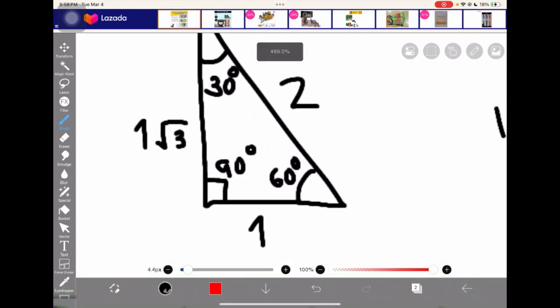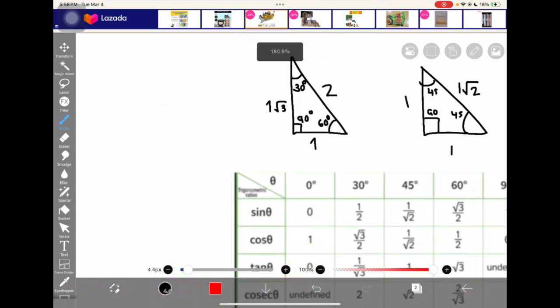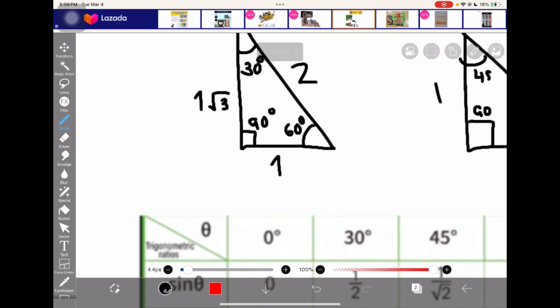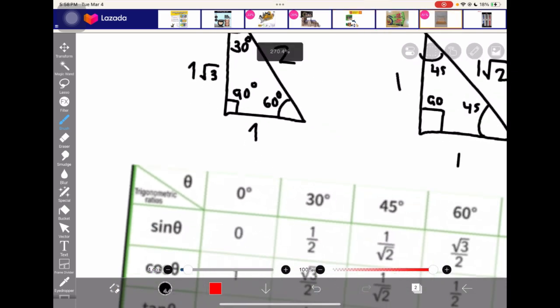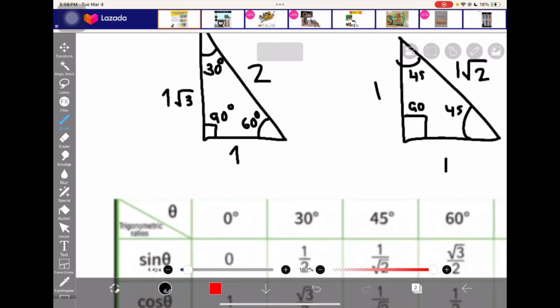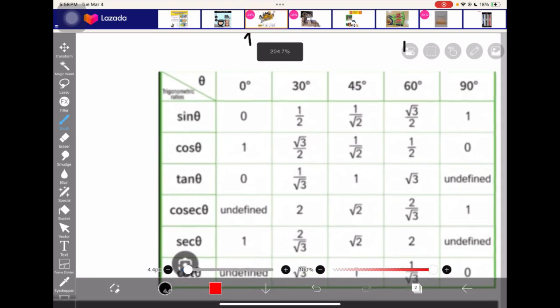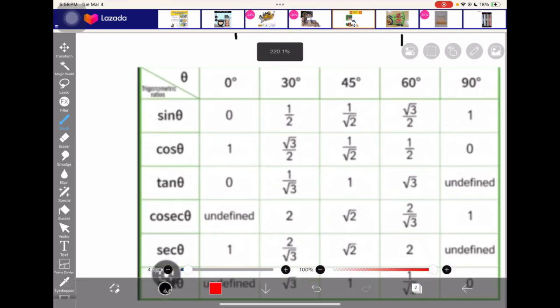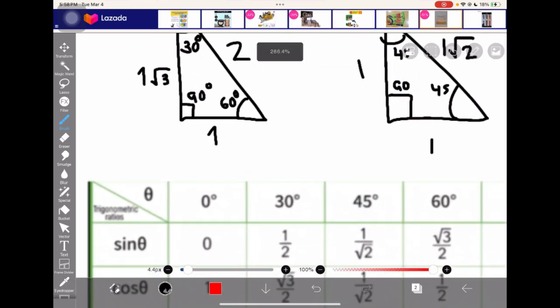Opposite, we got opposite over, sorry, it's 0 degrees, I'm so sorry. But 0 degrees is just opposite over hypotenuse, so obviously it's 0. As you can see over here, 0, 0, 0. It's mostly 0 for sine. How about for sine 30?